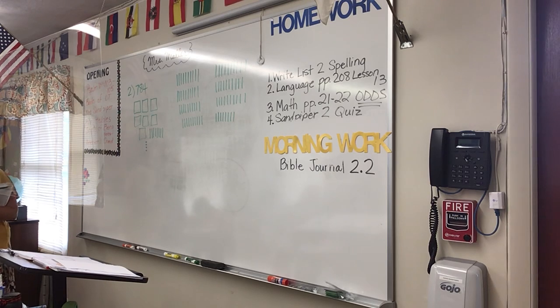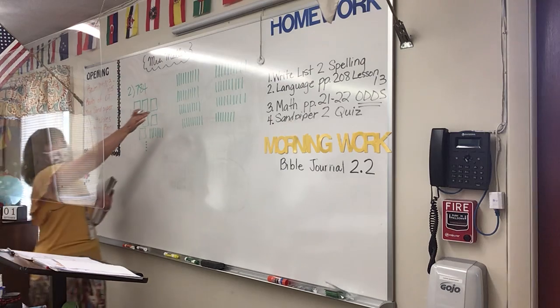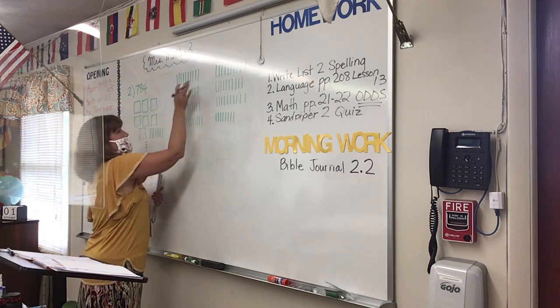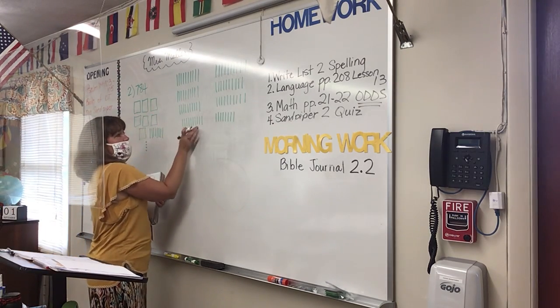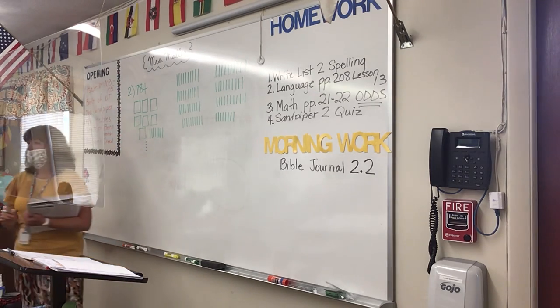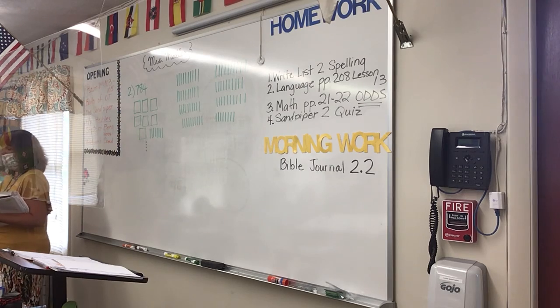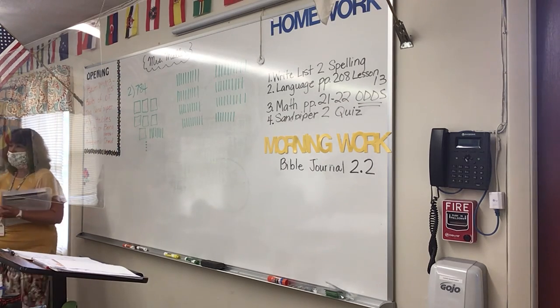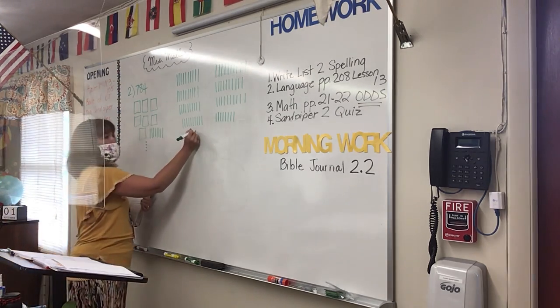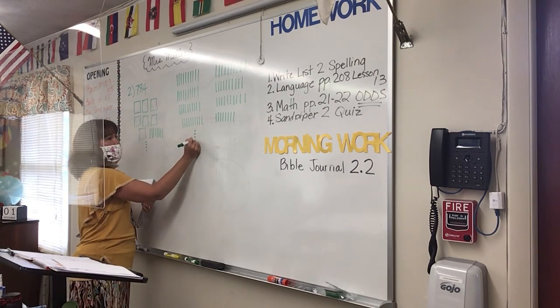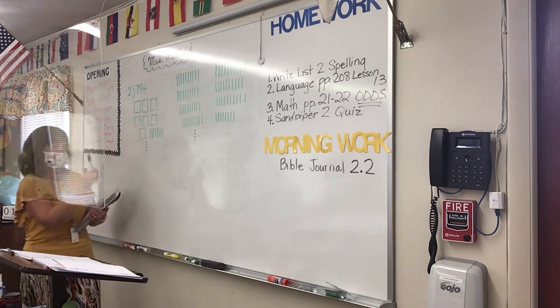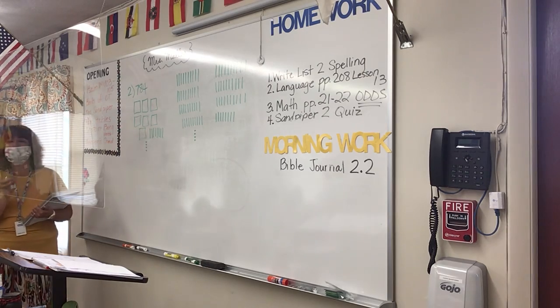78 tens. If you're just going to draw lots of sticks, it's harder to count them. So group them into tens, 10 tens. 10, 20, 30, 40, 50, 60, 78. And then how many ones would we need? 4 ones. Okay, so we've got 78 tens and 4 ones.